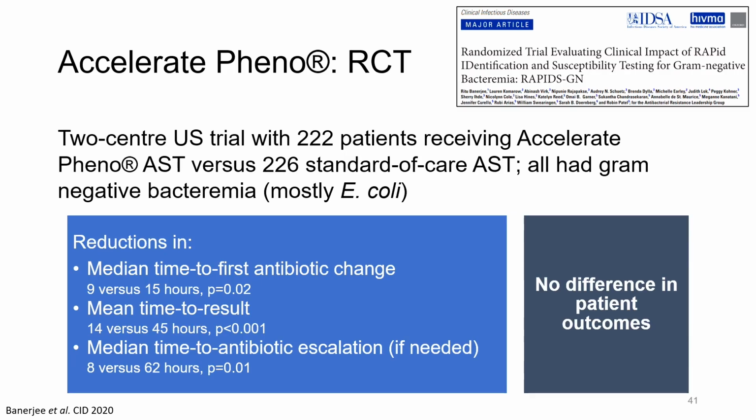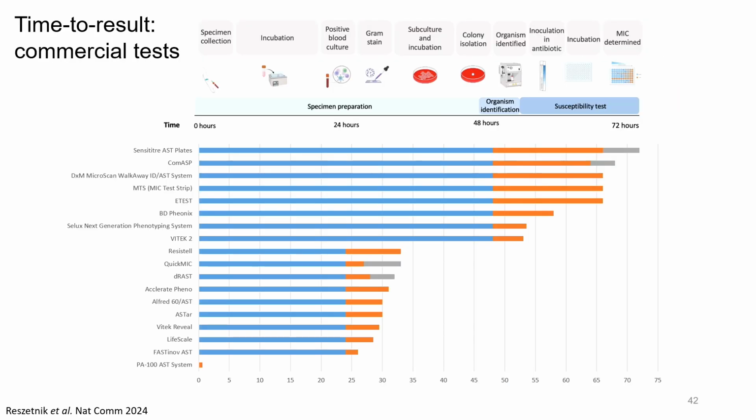There is even an RCT with this technology showing, again, their primary outcome being median time to first antibiotic change, and that being a significantly reduced time. Now, the study was not powered to look at patient outcomes, but that would be another important outcome to consider. And it's also important to note that there was a significant decrease in median time to antibiotic escalation, which was needed in about 25% of patients in both arms, 20%-ish.